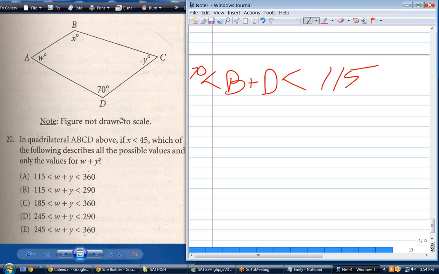Well, if B plus D have to be between 70 and 115, then A plus C, or what they call W plus Y, has to be greater than what?